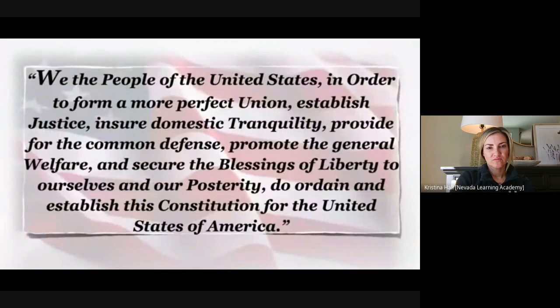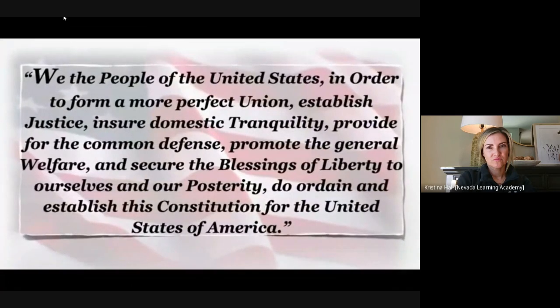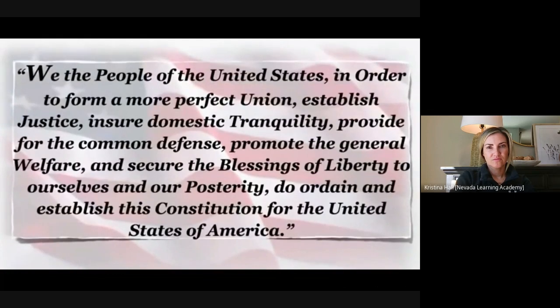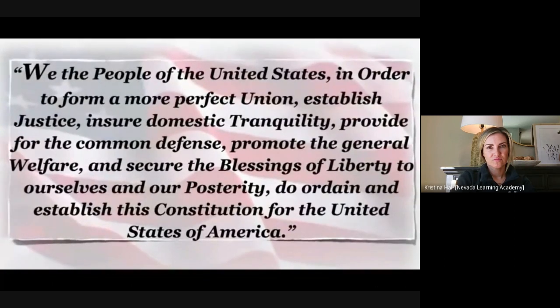Despite the fact that the words in the Constitution are a bit different than the words we use today, it is still every bit as important and relevant as it was back then.